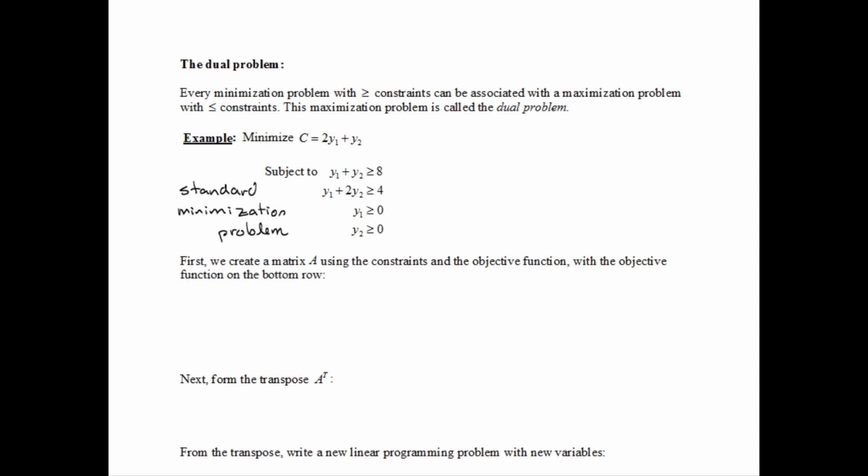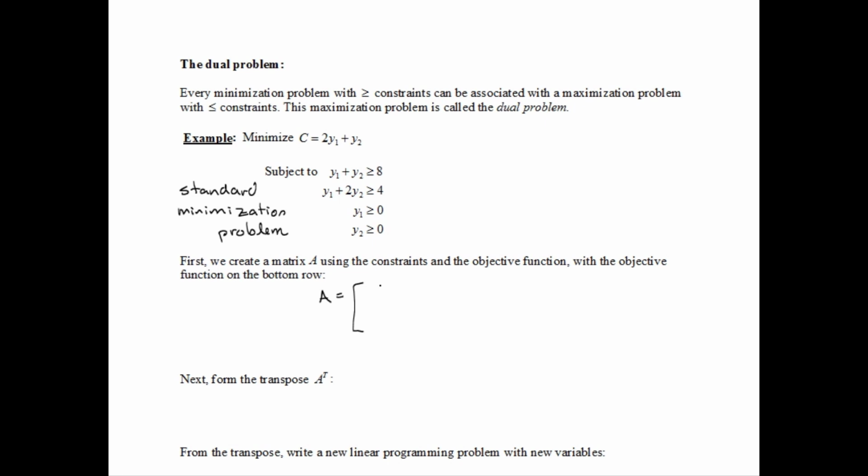What we're going to do is convert our minimization problem into a maximization problem. The simplex method only works on standard maximization problems, so we need to convert this to a standard maximization problem. The first thing we'll do is we will make a matrix A using our constraints and our objective function. And I'll put the objective function on the bottom row.